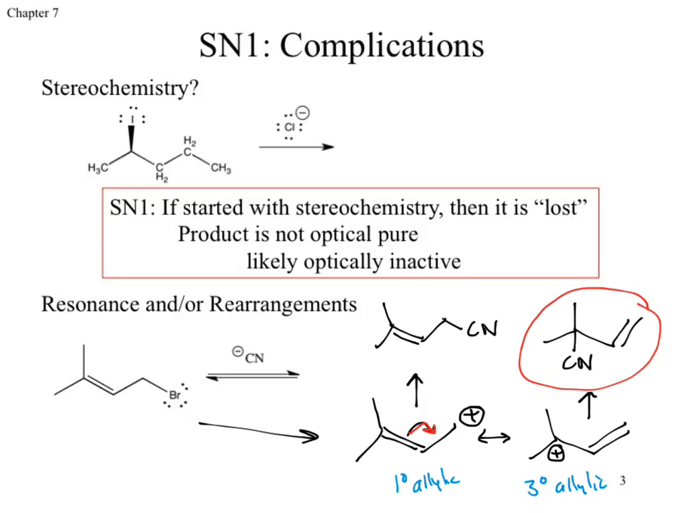Mm-hmm. It's unstable. How come it's still able to form a product? The primary allylic is stable enough to form. It can form a product. Okay? It can form the product.